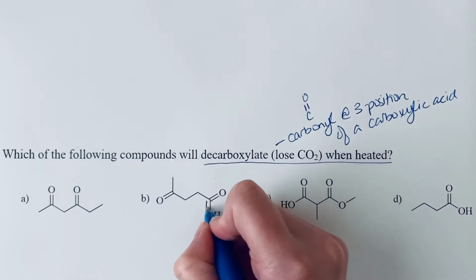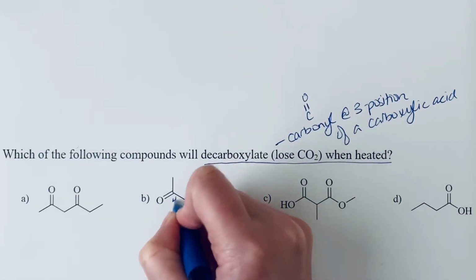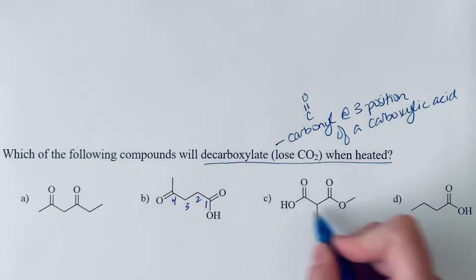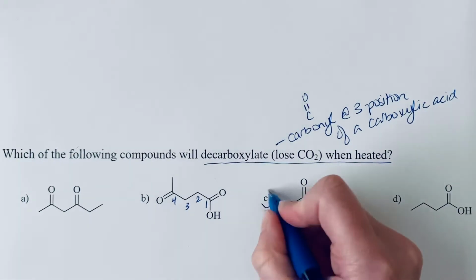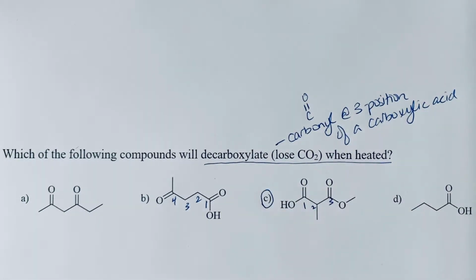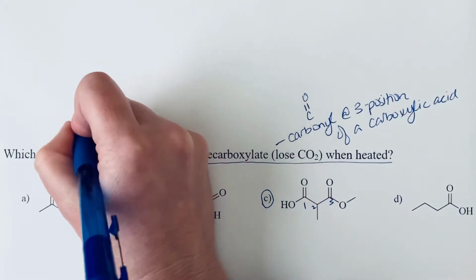And so if we count 1, 2, 3, 4, this one is too far away. But if you look at C, 1, 2, 3, this is what we mean when we say we have a carbonyl at the 3 position. So really quickly, that is the correct answer, but I'm going to go ahead and draw the mechanism for this decarboxylation. So I am going to draw this ester.